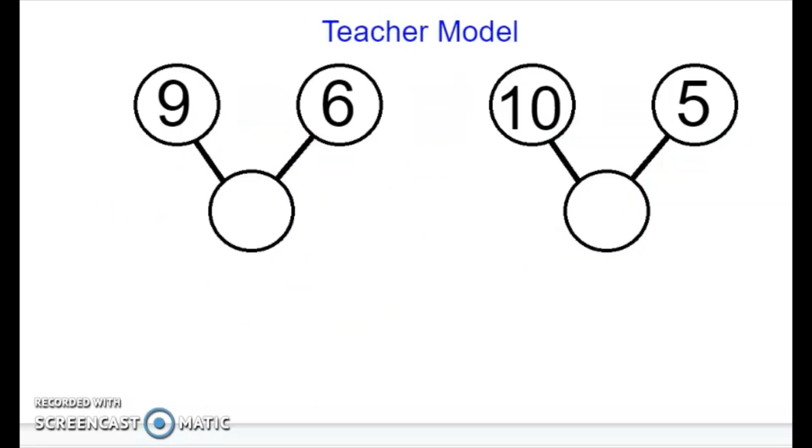All right, my friends, for the teacher model, take a look at the screen. Which number bond is easier to solve? Go ahead and tell a friend or a family member. Welcome back. Were you also thinking that it was 10 and 5? Me too. 10 plus 5 definitely seems easier to solve.